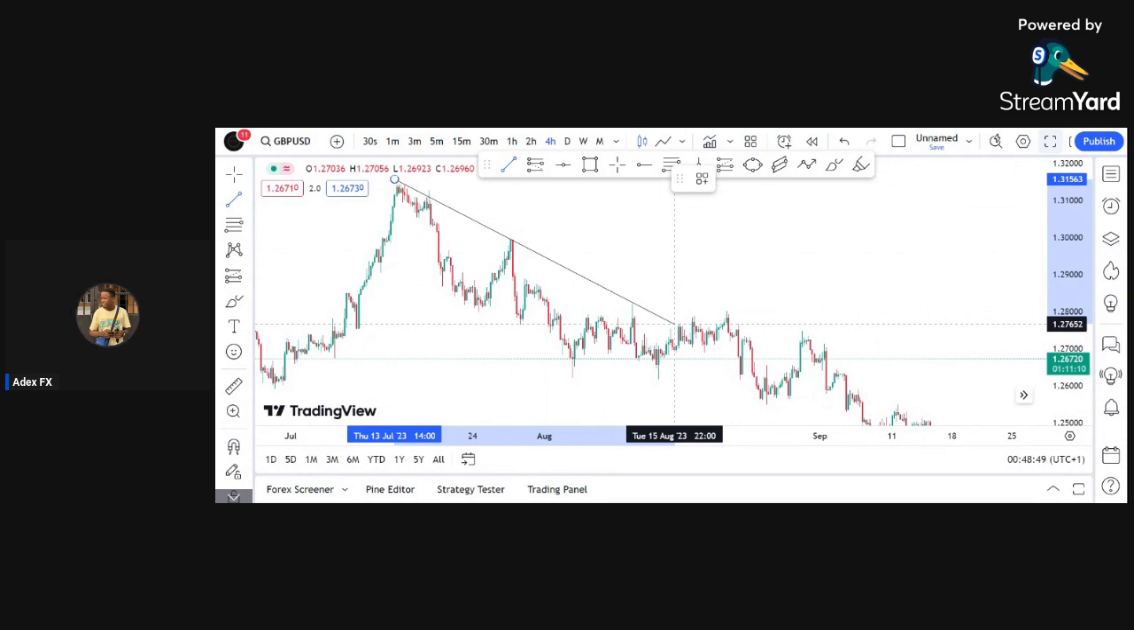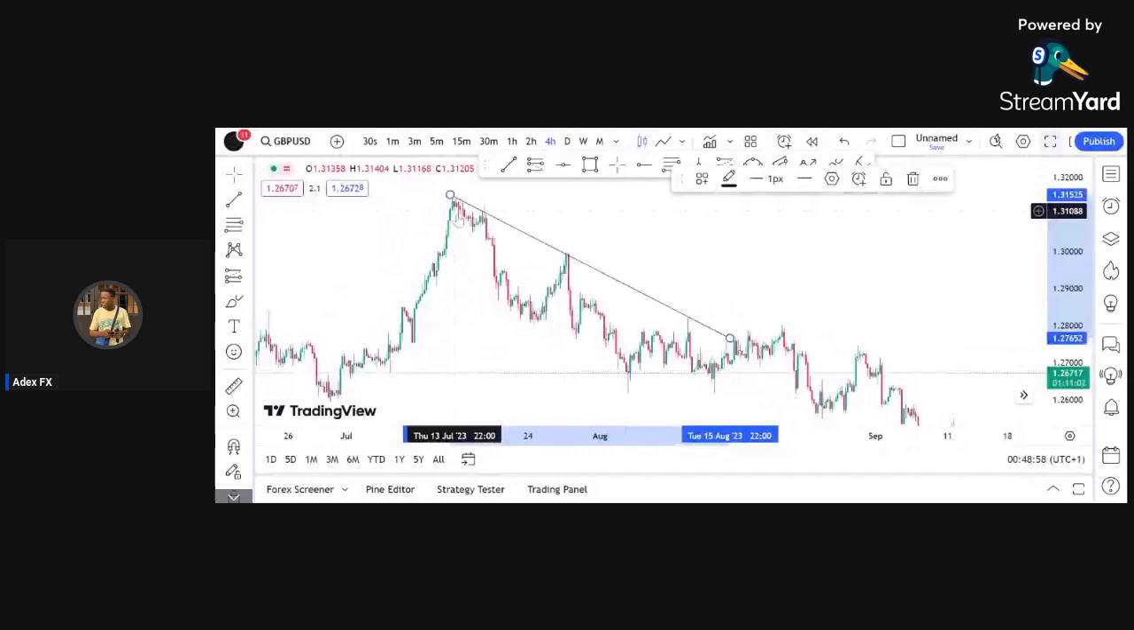You can see we already have one peak here. You can also call this a peak. So the market reacted on this, and we have another touch here. You can see how the market reacted on that trend line respectively. So that is how to plot your trend line.